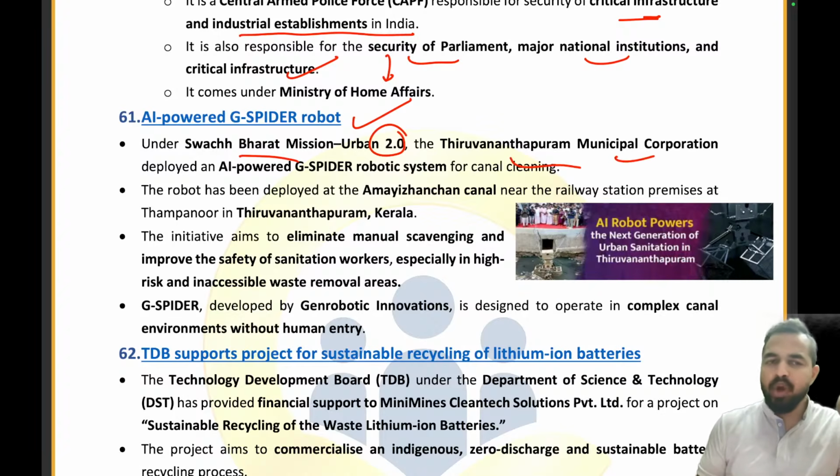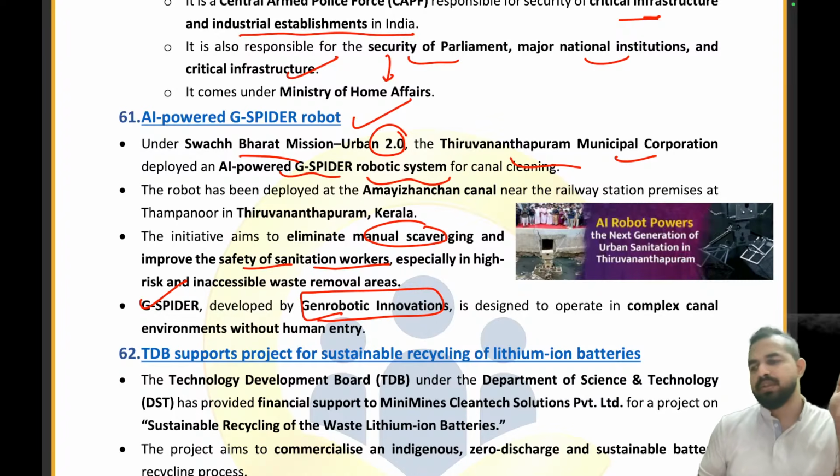Now, my dear friends, the AI powered G Spider robot under the Swachh Bharat Mission Urban 2.0. Trivandrum Municipal Corporation has deployed an AI powered G Spider robotic system. It eliminates manual scavenging and improves the safety of sanitation workers. The G Spider has been developed by Gen Robotic Innovations and is designed to operate in complex canal environments without human entry. That is the right answer.